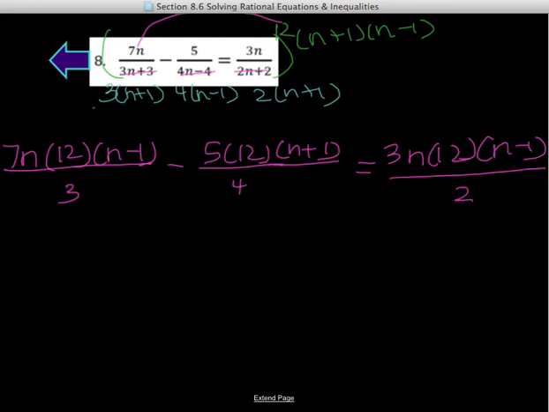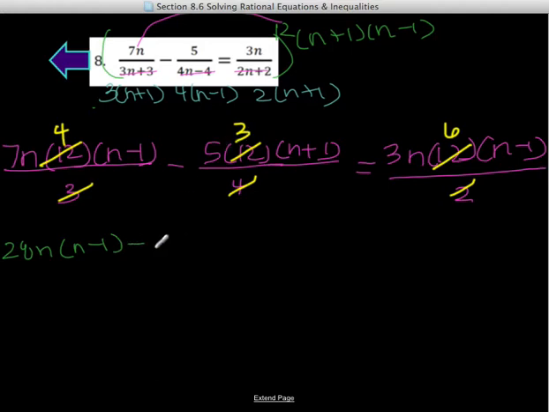Now let's go ahead and see if the rest of the fractions will disappear or simplify to something easier. So I have 12 over 3, or 12 divided by 3, which is 4. 12 divided by 4 is 3, and 12 divided by 2 is 6. Okay, so now I'm going to have 7 times 4 is 28n times n minus 1, minus 5 times 3, so 15n plus 1, is equal to 3 times 6, so 18n, n minus 1.